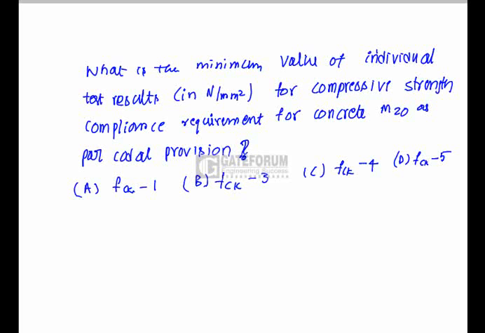We know for M20 grade concrete, the minimum value of individual test results for compressive strength compliance requirement as per code is FCK minus 4. So answer C is correct.